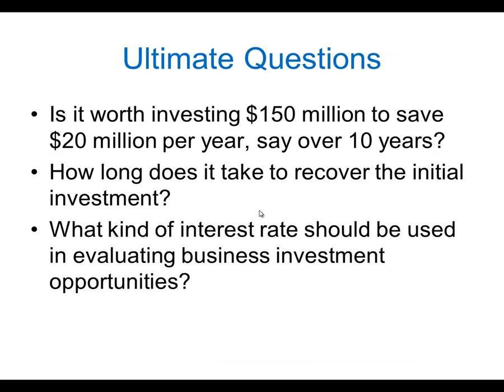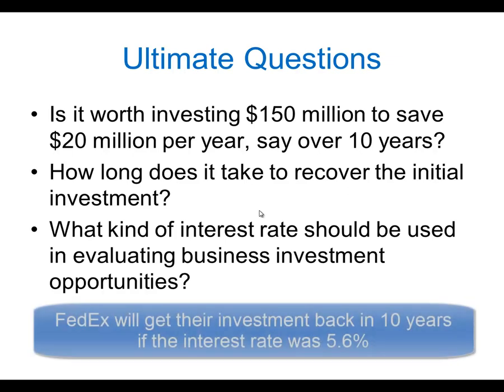For example, if the interest rate was more than 9%, then it will take us more than 10 years to recover, and that will not be acceptable. That's just an example without any calculation. It's not 9% here, but I'm just giving you an example. If we bring the annuities of 20 million to the present value for FedEx, we will get their investment back within 10 years if the interest rate was around 5.6%.